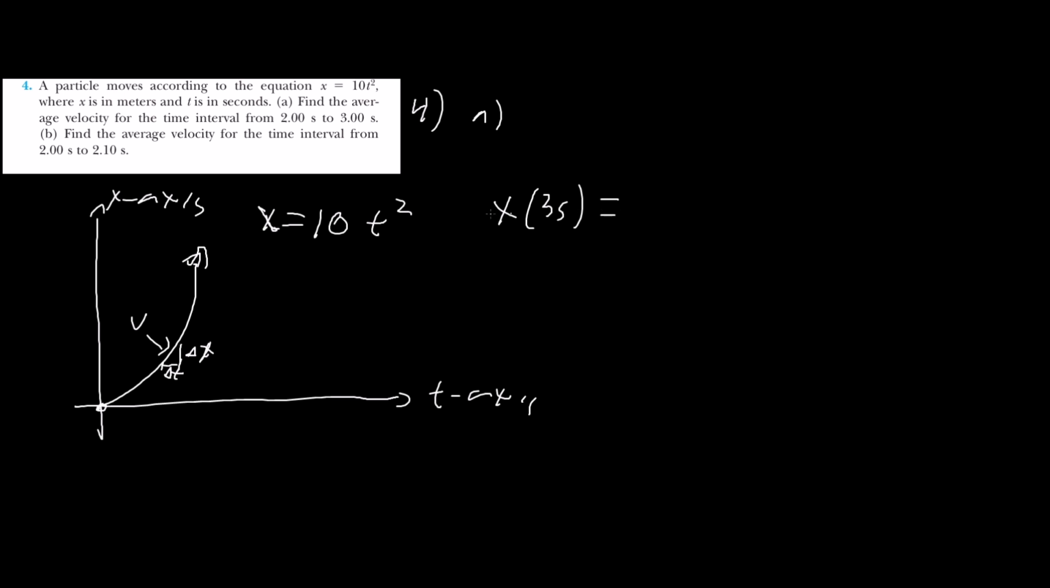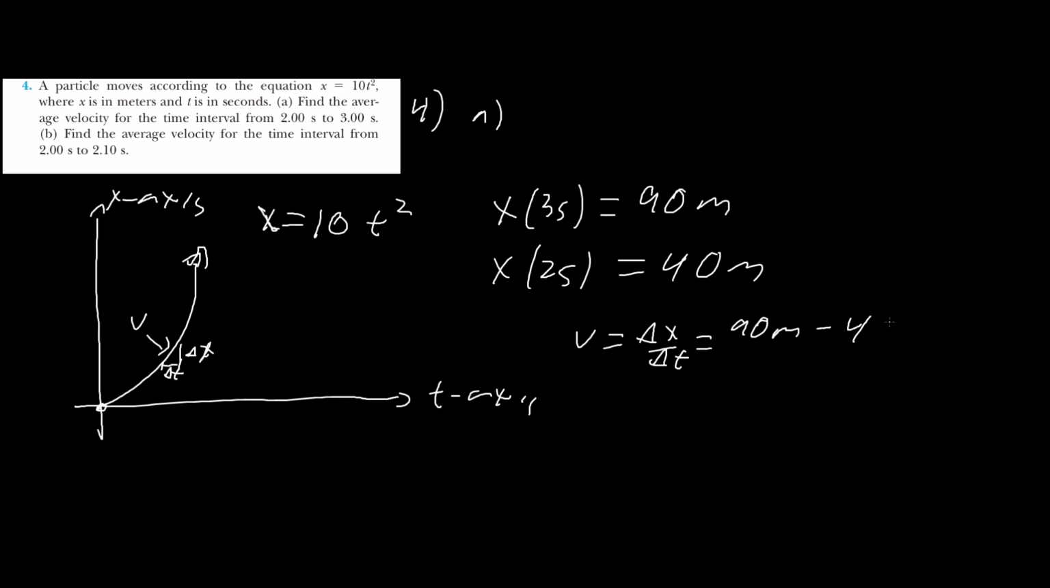So at t equals 3 seconds, that would be 10 times 3 squared, which is 10 times 9, or in this case 90 meters. x of 2 seconds is going to be 40 meters. So the velocity is going to be the change of position, change of displacement, not position I guess, over the time interval. In this case, this would be 90 meters minus 40 meters over the course of a 3 seconds minus 2 seconds interval. Or in this case, this would be 50 meters per second. So that's going to be part A, 50 meters for every 1 second.